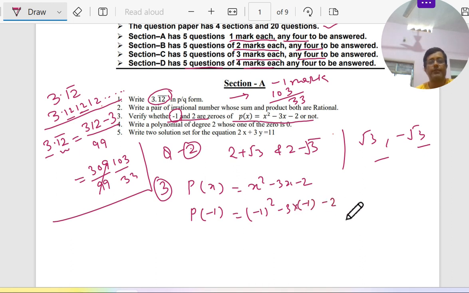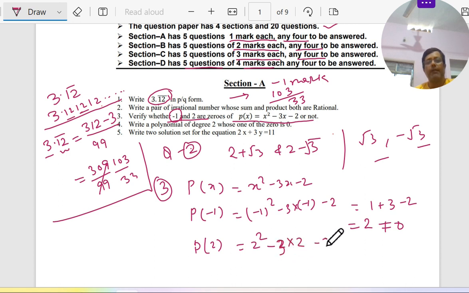Then you have to write minus 2. So here you get 1 plus 3 minus 2, that is equal to 2, which is not equal to 0. Now we put in the same way and we find P2. So for P2 you will get 2 squared minus 3 times 2, then we write minus 2. So in this situation you get 4 minus 6 minus 2, that is equal to minus 4. So it is not equal to 0.